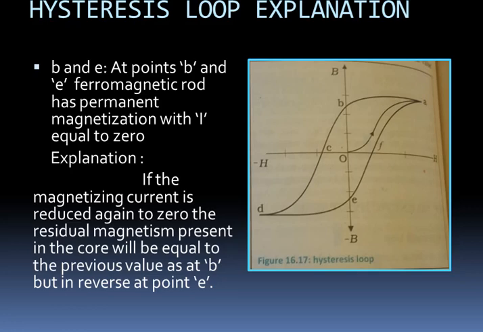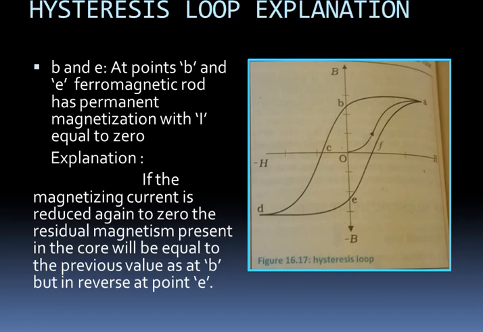Now let's come to points b and E along the y-axis on the curve, corresponding to the values of magnetic flux density represented by the capital B. At points small b and E, the ferromagnetic rod has permanent magnetization with magnetizing current I equal to 0, and its complete explanation is as follows. If the magnetizing current I is reduced again to 0 at point E, as the value of H becomes 0 along the x-axis at point E on the curve, then the residual magnetism in the core will be equal to the previous value as at point B along the y-axis, but in reverse at point E.